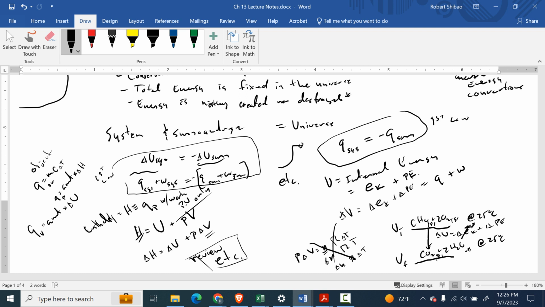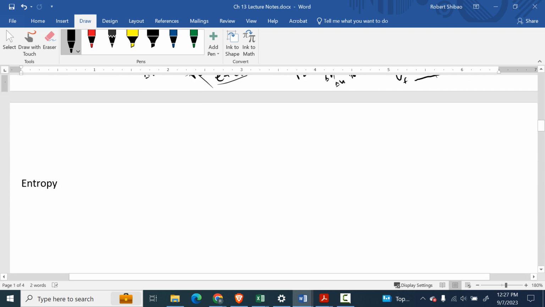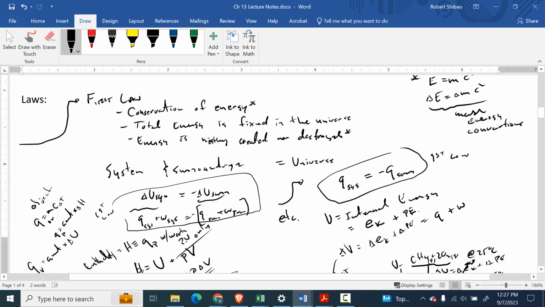We need the PV term in order to calculate the energy exchange between the system and the surroundings due to volume changes in the system and the surroundings. Sometimes the surroundings gives the system more energy. Sometimes the surroundings takes energy away from the system, and sometimes there's no change. There's no exchange. And so maybe you can review some of that. Some of this stuff we aren't really going to have to review for this. All right, so that's kind of the first law.